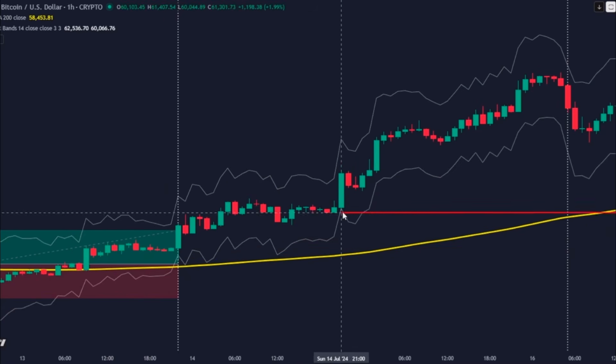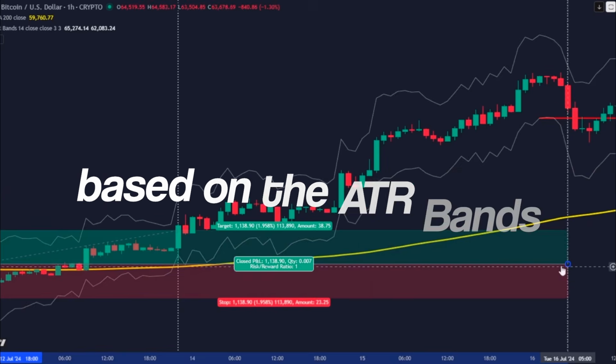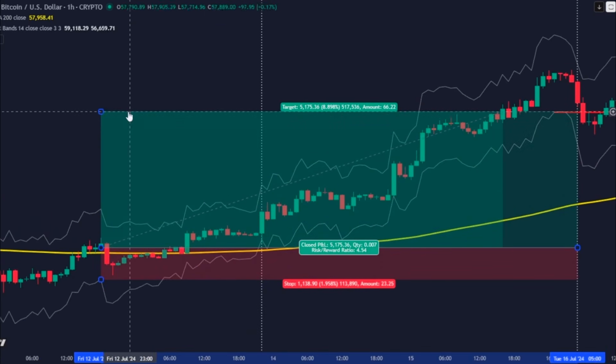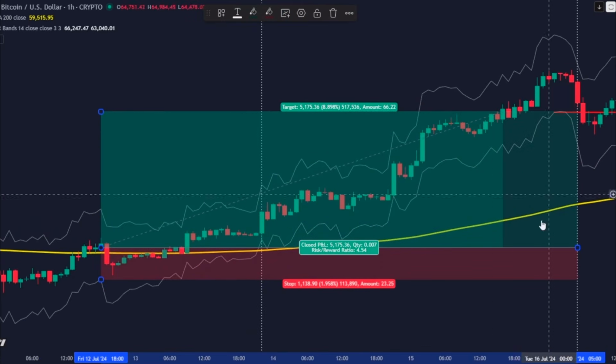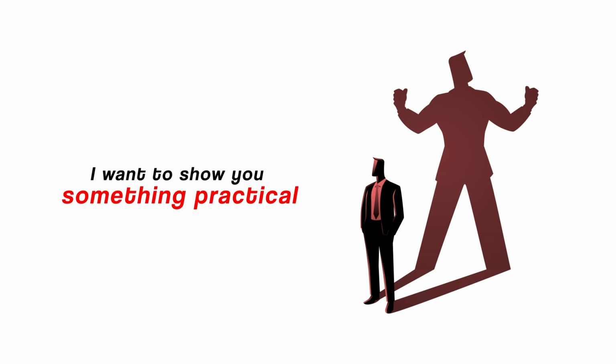From there, the remaining 50% of the trade is managed using a trailing stop based on the ATR bands. Simple and highly efficient. Now, before we move to the testing phase, I want to show you something practical.